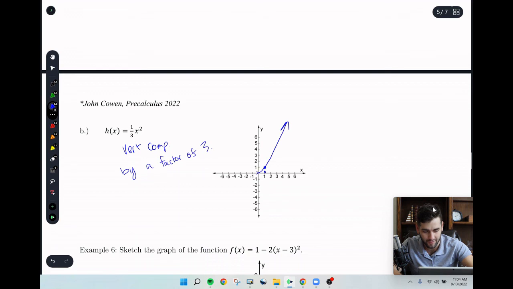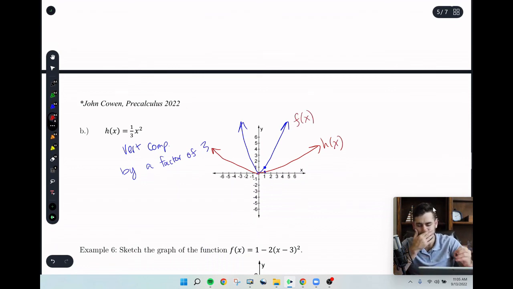So there's our parent function. Then we're going to take that parent function and just squish it down. So now we've got a shorter, squattier function. Right? So we'll call this h of x, and we'll call this f of x. All right?